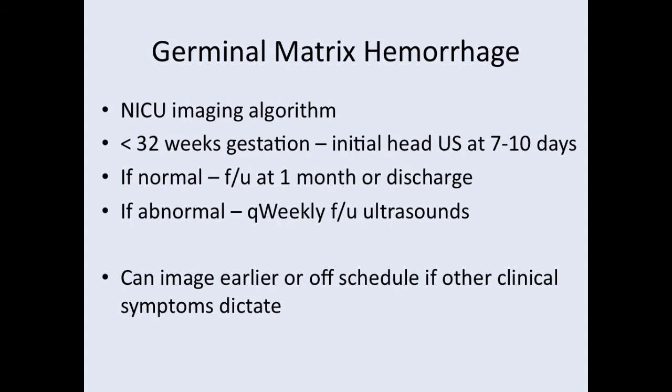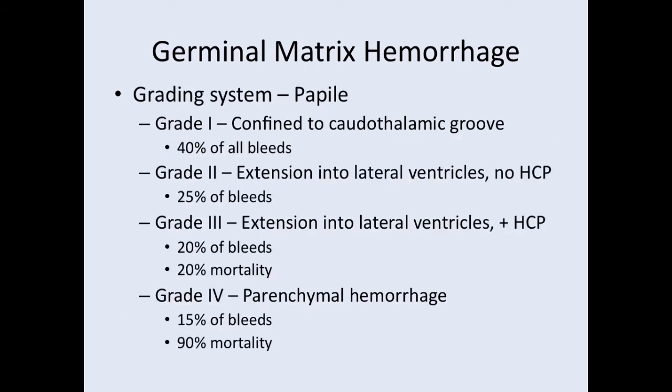There's a grading system for germinal matrix hemorrhages. It's called the grading system of Papile. It's from 1 to 4. We'll go over that briefly. Grade 1, which is the most common subset of hemorrhages, is the most mild. It's confined to the caudothalamic groove, and this represents 40% of all germinal matrix hemorrhages.